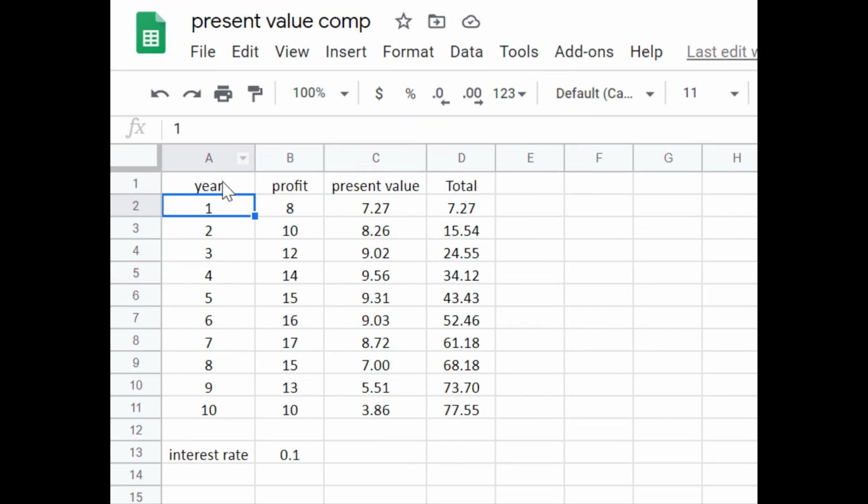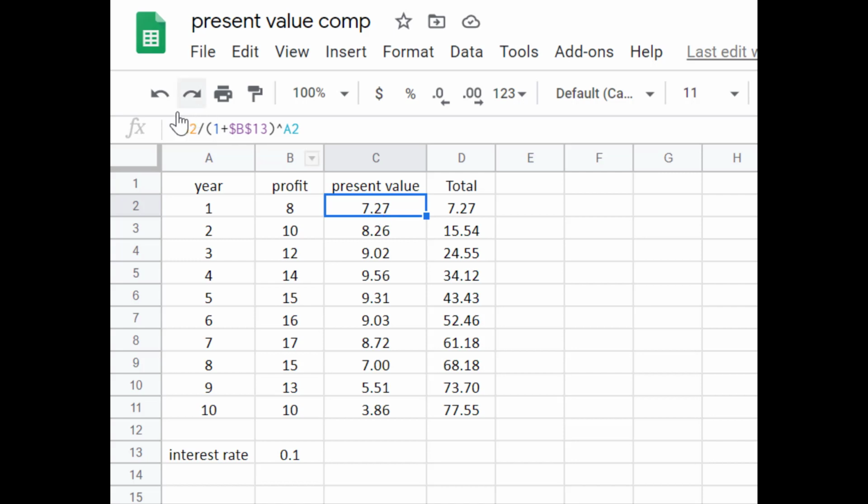For example, column A contains the years, from year 1 to year 10. I just copied this from the problem set. The second column, B, includes the profit, which I also copied from the table in the problem. And if you look here, the interest rate, written in column B, row 13, indicates a 10% interest rate. This is given by the problem as a fixed constant.